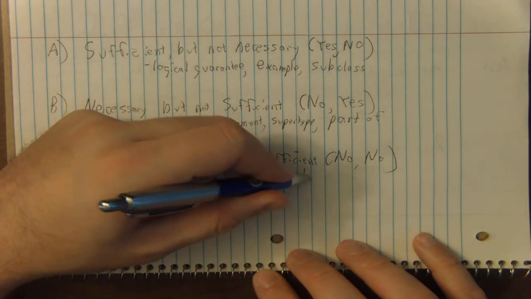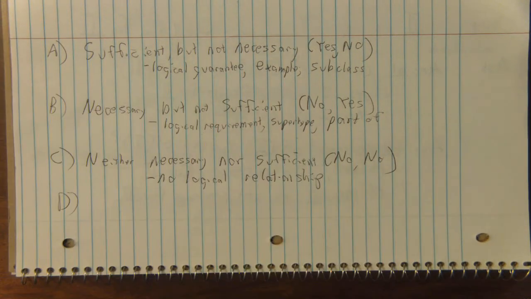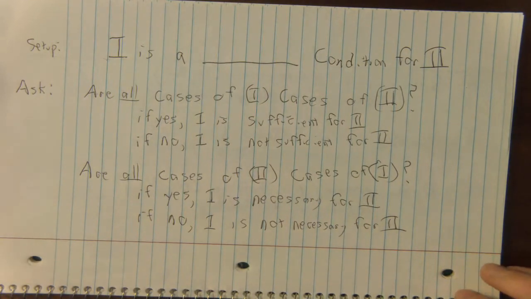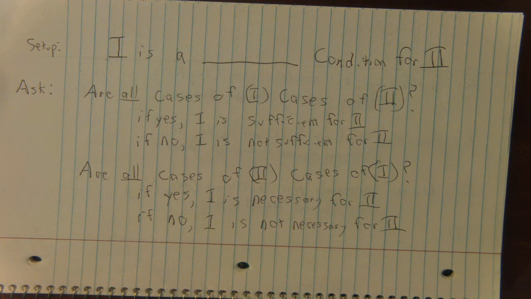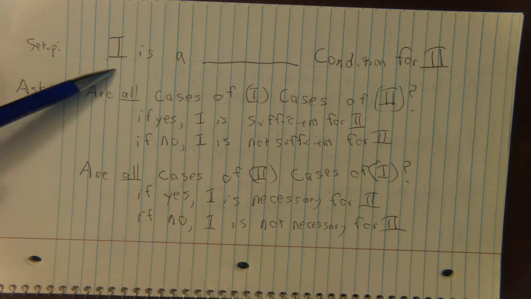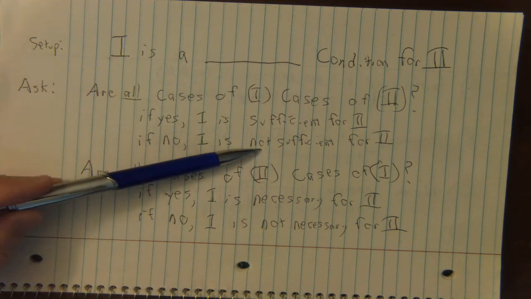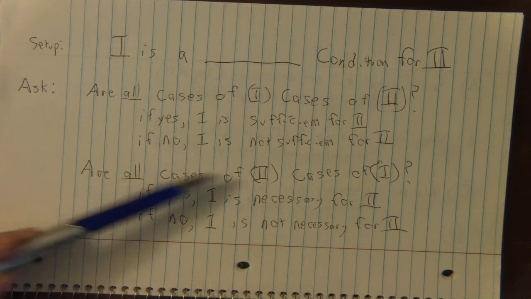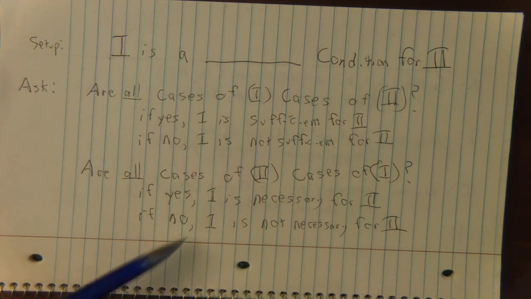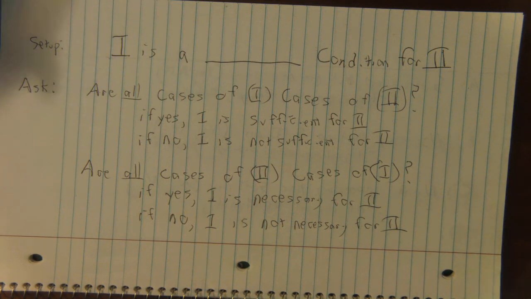And I'm going to do two different ones there. So suppose I gave you, start with an easy one. Being a pirate is a blank condition for being a ninja. Are all cases of pirates cases of ninjas? No, of course not, so it's not sufficient. Are all cases of ninjas cases of pirates? Still no, of course not, so it isn't necessary either. So that's just no relationship at all. There's just not a relationship between pirates and ninjas.